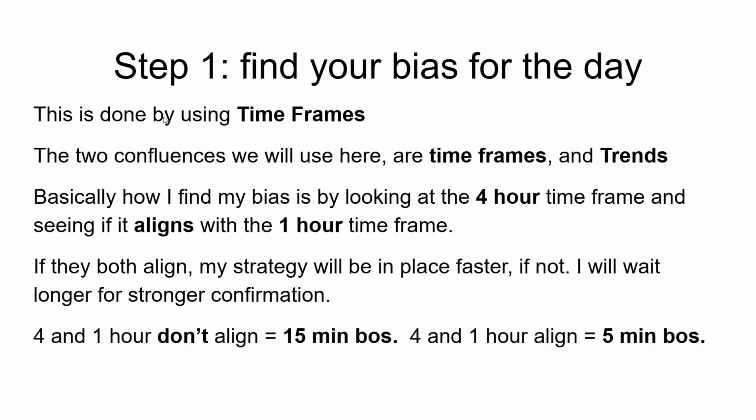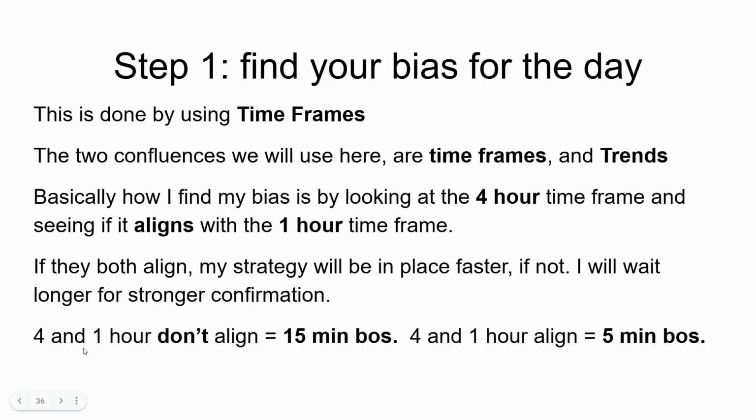Pretty much how I find my daily bias is I use time frames and trends. I use the 4-hour and 1-hour time frames to find out if the trends align with each other. If the 4-hour is in an uptrend and the 1-hour is in a downtrend, they're not aligned. If they're both in an uptrend, then they do align.